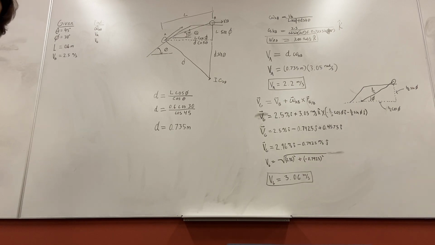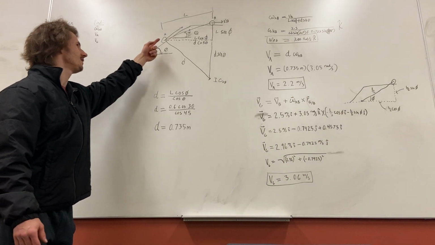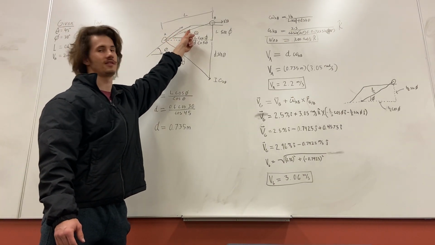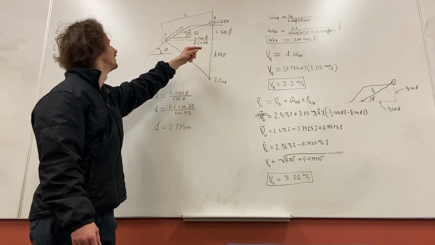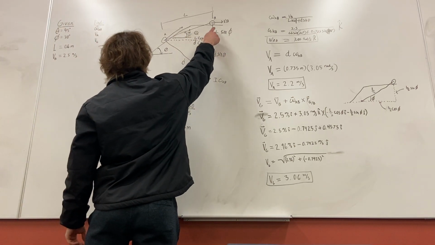All right, so this is for example 2b.7. You are given theta equals 45 degrees, phi equals 30 degrees, L equals 0.6 meters, and VB equals 2.5 meters per second. We are supposed to find the angular velocity of the bar AB, the velocity of A, and the velocity of point G. Here's A. G is this dot right here. Hopefully you can see it. And that's VB, which is given.